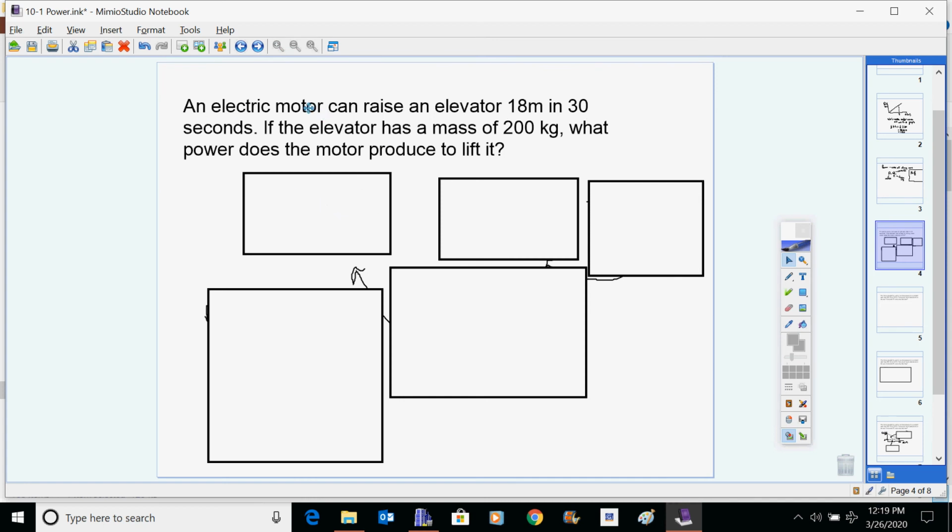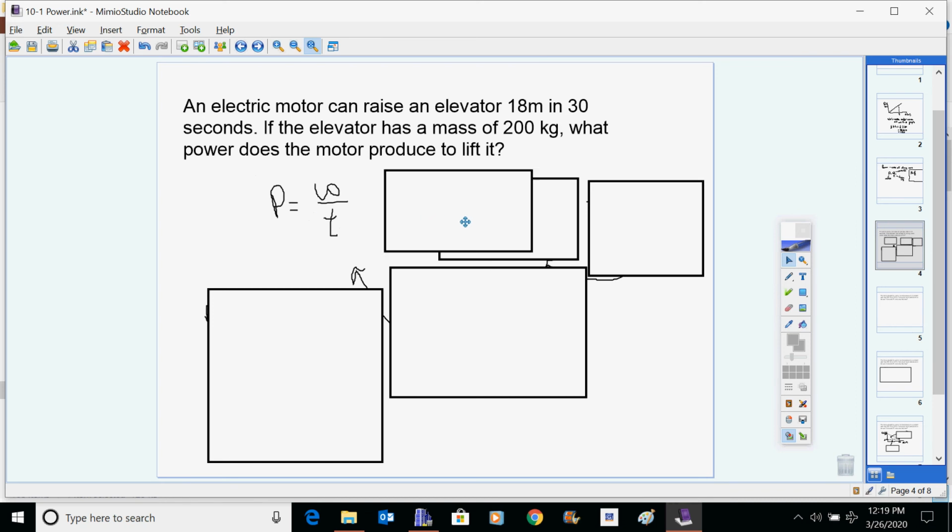All right, so here's an electric motor, and the electric motor is doing mechanical work here. It's raising an elevator 18 meters in 30 seconds. The elevator has a mass of 200 kilograms. How much power is developed for the motor to lift that up? So we're thinking power, so we have an equation for that. Power is work over time.